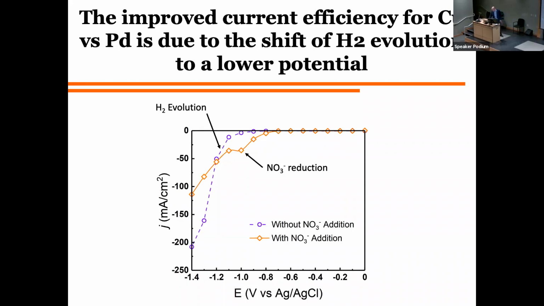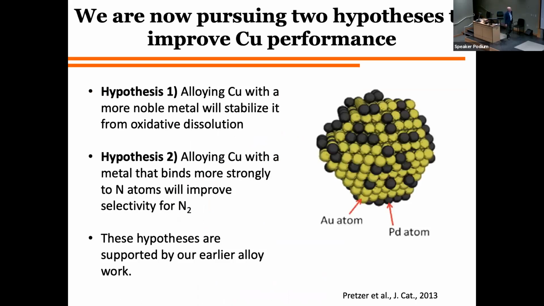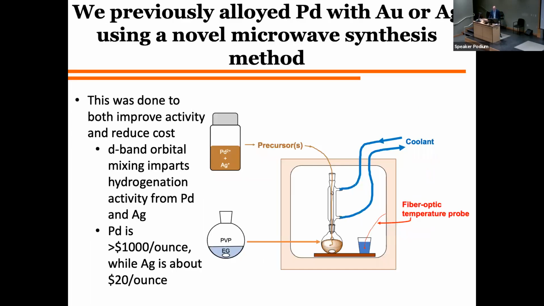And so that has led us on another kind of parallel track where we're looking at alloying copper with other metals to both stabilize it and also to improve selectivity for dinitrogen. The idea is an alloy is like a random mix of the two metals. Maybe in this case, we have gold and palladium alloyed together. In our case, we want to do it with copper and other metals. You might think a more noble metal would make copper more stable. And you might look at whether there is a metal that binds nitrogen slightly more strongly relative to oxygen or hydrogen so that we can get better N-N pairing instead of ammonia. And so we've gone down this path.